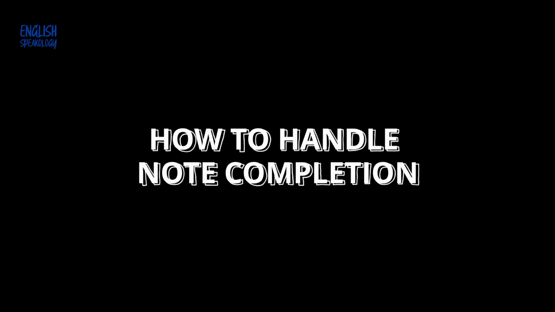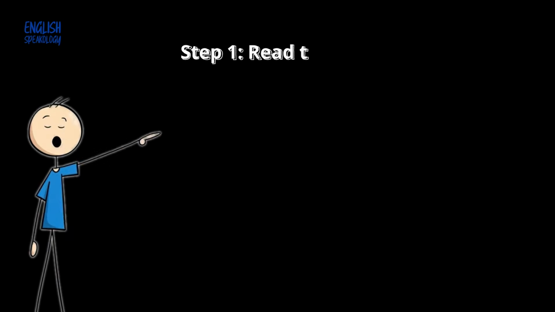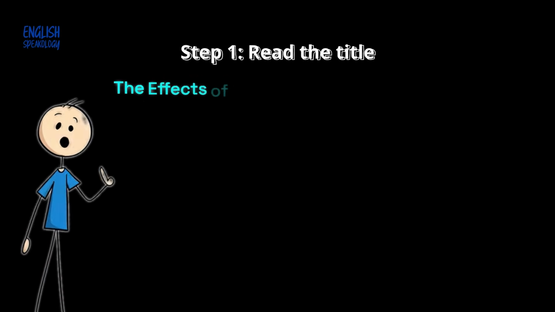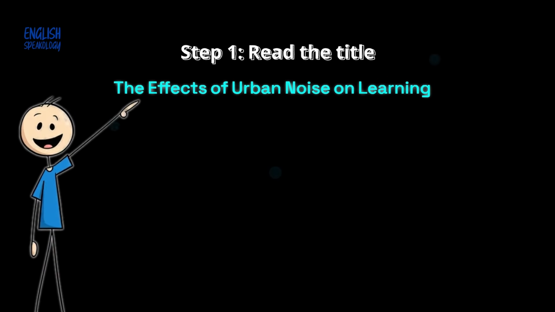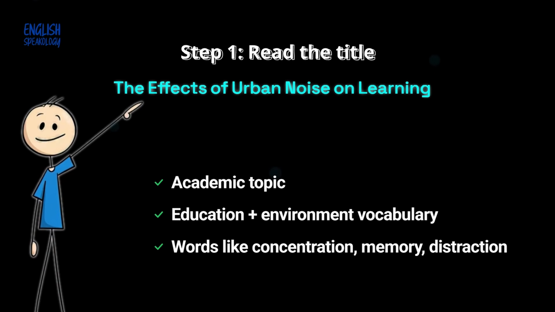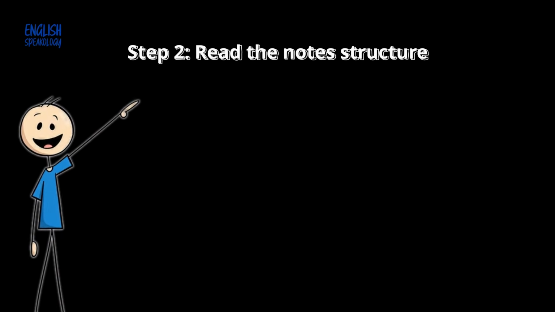How to handle note completion. Let me give you the Band 7+ system. Step 1, read the title. The title tells you the topic. Example, the effects of urban noise on learning. Now you already know, academic topic, education plus environment vocabulary. Words like concentration, memory, distraction. Prediction begins here.